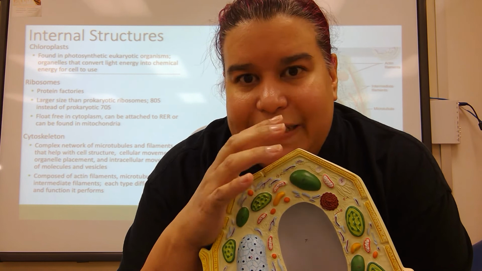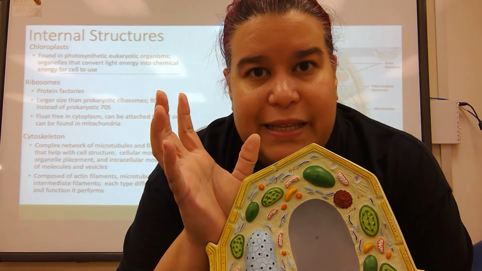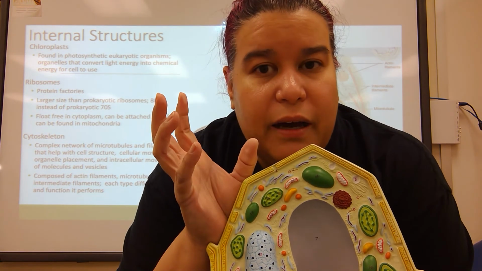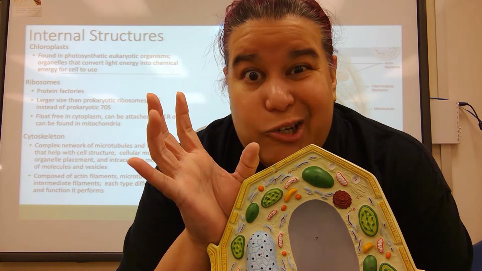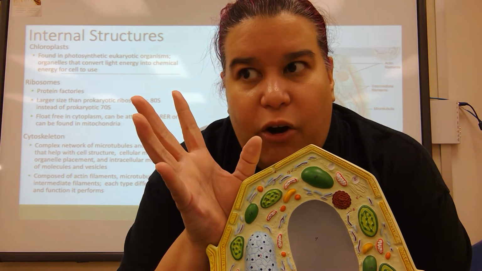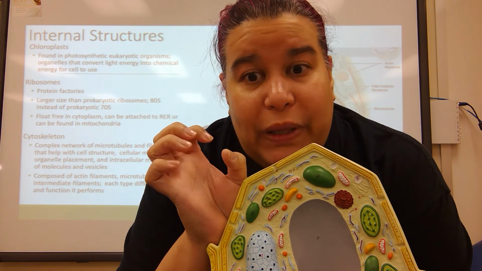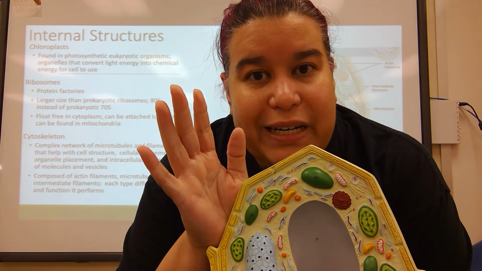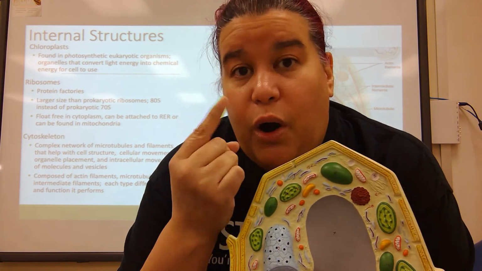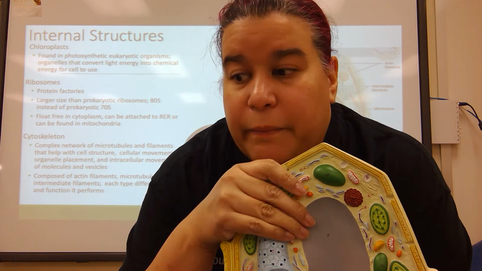Chloroplasts are often depicted as being green because they absorb the light that isn't green. So they are absorbing red light, purple light, blue light. The green is the only one they don't absorb, so our eyes perceive them as being green.